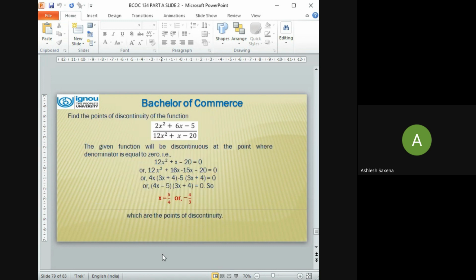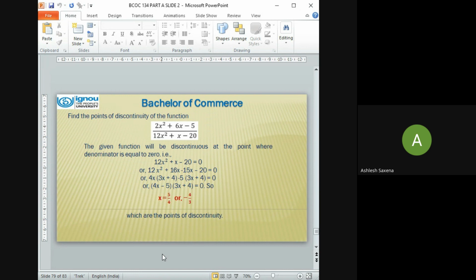Now find the point of discontinuity of this function: 2x squared plus 6x minus 5 upon 12x squared plus x minus 20. You have to check the point of discontinuity. The given function will be discontinuous at a point where the denominator is equal to 0. So we find that point by putting 12x squared plus x minus 20 equal to 0.